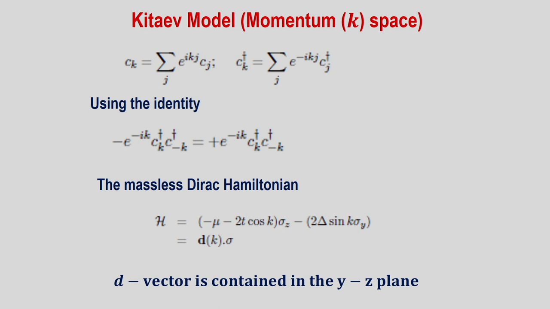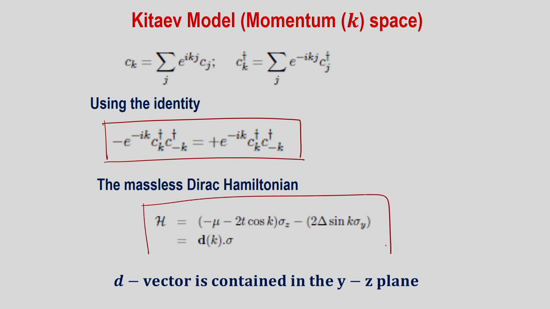There's one very important identity that you need in order to write the Hamiltonian in that massless Dirac form, and this is that important step. It's an identity: minus exponential minus ik ck dagger c minus k dagger is equal to an exponential ik ck dagger c minus k dagger, and so on. Okay. So the massless Dirac form is this.